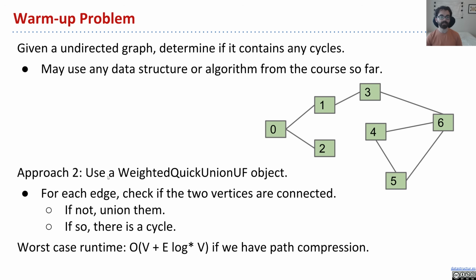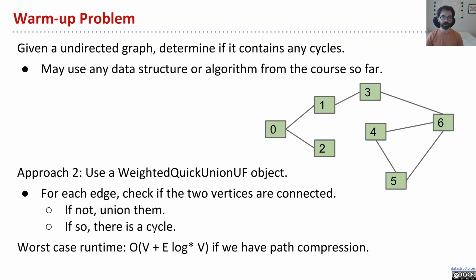So what we'll do in that case is, for each edge, we will check to see if the two vertices are connected. So I iterate through all the edges, and I say, okay, are 0 and 2 connected? If not, we'll union them, thus establishing that they're connected. And if they are already connected, so suppose I do union 4, 6, union 4, 5, is connected 5, 6? This will return true, and since we haven't used this edge yet, there exists a way to get from 5 to 6. That means there exists a cycle. So this approach also works.